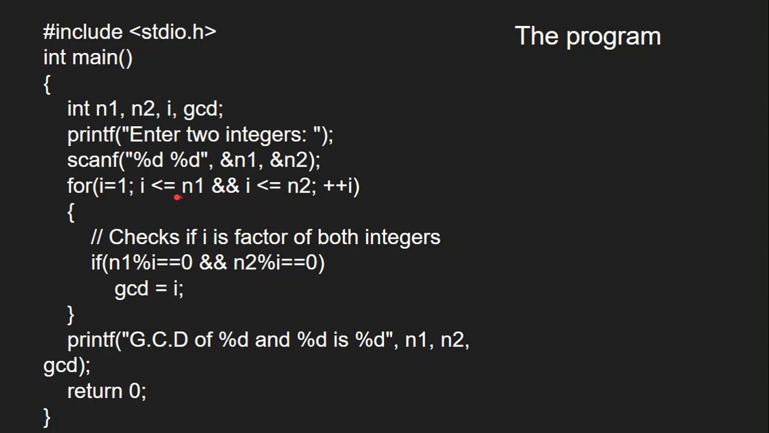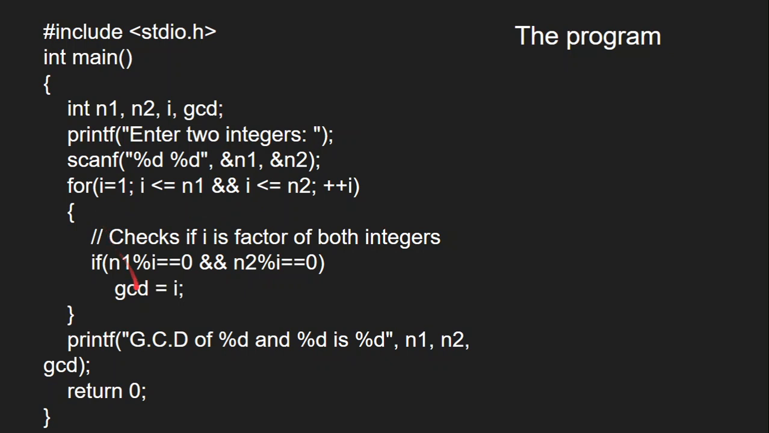We are going to check, with a for loop, all numbers from 1 to n1 and 1 to n2. That means this is an AND operator, a logical AND operator, which checks the condition for both: i is less than or equal to n1 and i is less than or equal to n2. And after checking, this will increment by 1: i equals i plus 1.